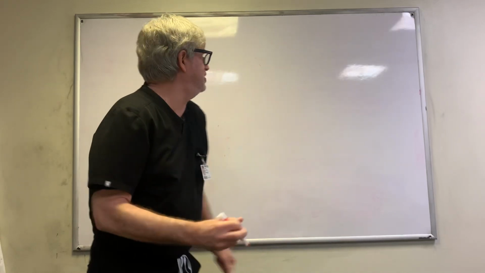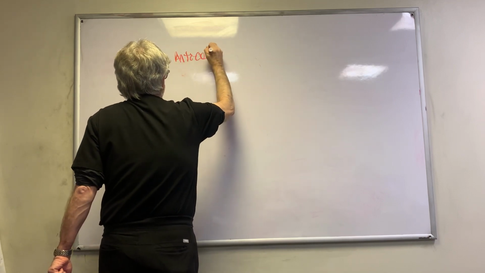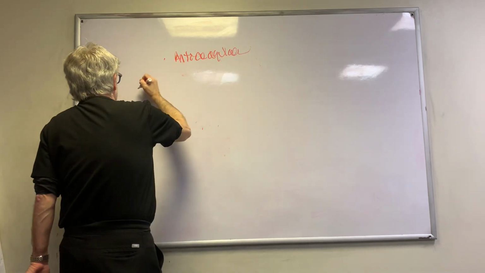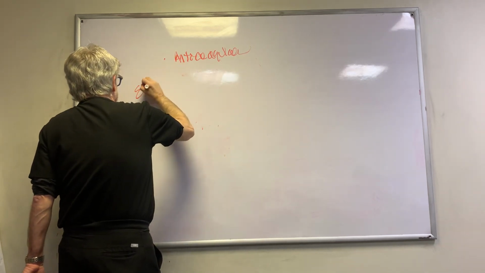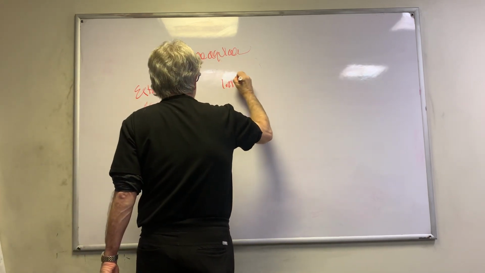I'm David Cohen, and today we're going to talk about anticoagulation. And we're going to start by going over the coagulation cascade. We have the extrinsic pathway and the intrinsic pathway.